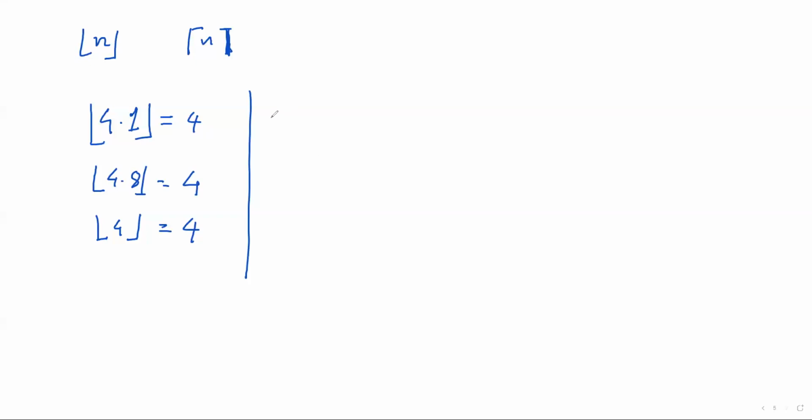Ceiling is the exact opposite. Ceiling is the next smallest integer. So if you have 4.1, the ceiling is going to be 5. If you have 4.8, it's going to be 5. If you have 4, it's going to be 4. Because you can understand.